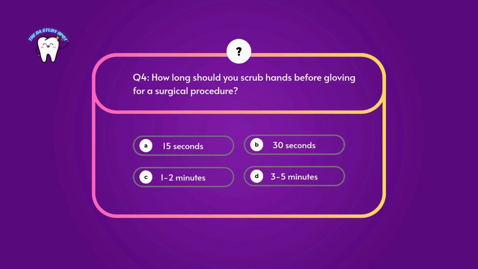Question 4. How long should you scrub hands before gloving for a surgical procedure? A. 15 seconds, B. 30 seconds, C. 1 to 2 minutes, D. 3 to 5 minutes.